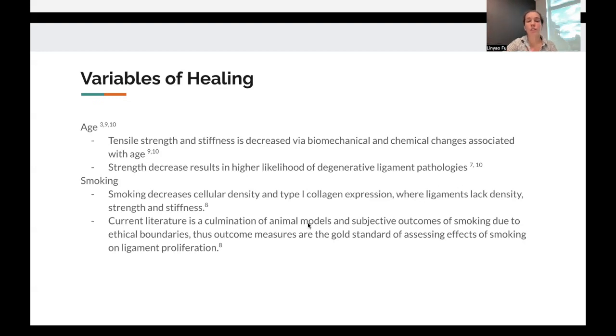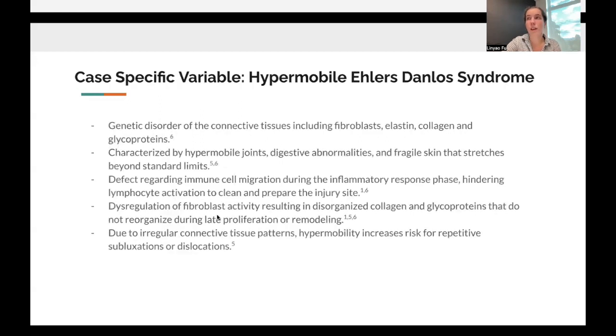As for smoking, it's an important factor to include. However, there's a lot of literature that's mostly on animal models because of the ethical boundaries with testing on humans, but this is definitely important to acknowledge.